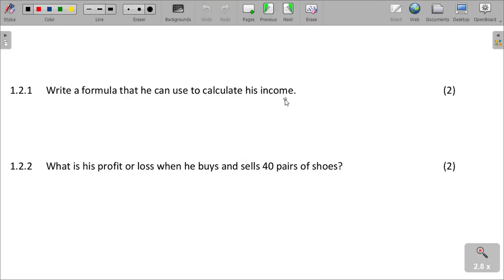In order to calculate income, we are saying income, for us to calculate the total income.